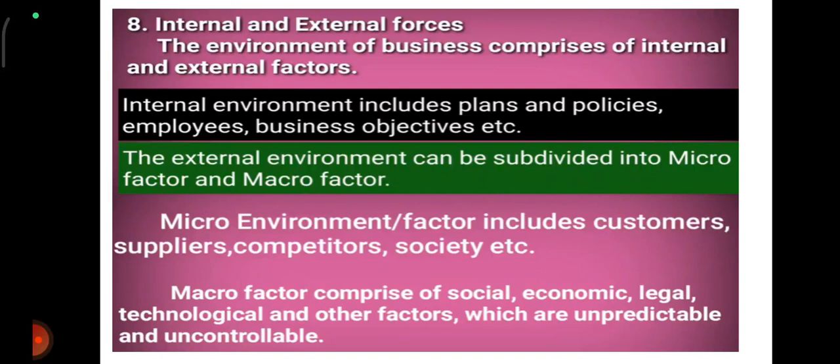Now, internal and external forces. The environment of business comprises internal and external forces. The internal environment includes plans, policies, employees, business objectives, etc. The external forces include micro environment factors, including customers and suppliers. It comprises two types, micro and macro. Macro factors comprise social, economic, legal, technological, and other factors which are unpredictable and uncontrollable.